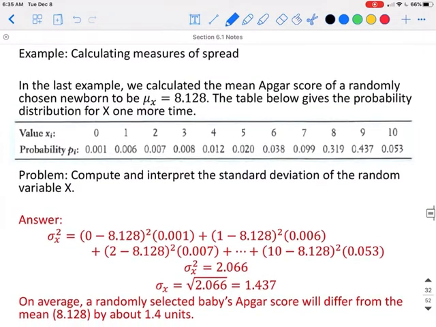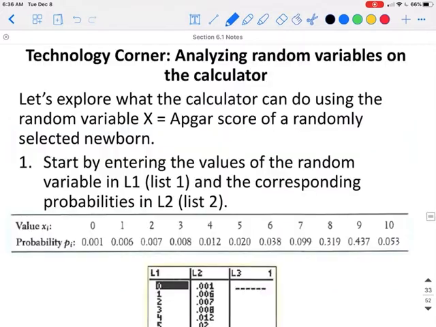But to find the standard deviation, remember, you take the square root of the variance, and you're going to end up with 1.437. So on average, a randomly selected baby's Apgar score will differ from the mean of 8.128 by about 1.4 units.